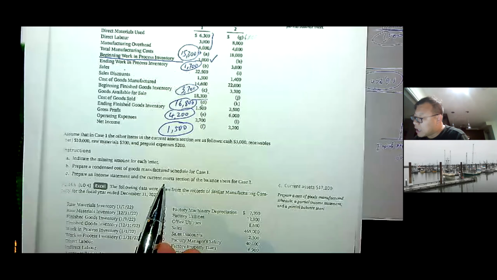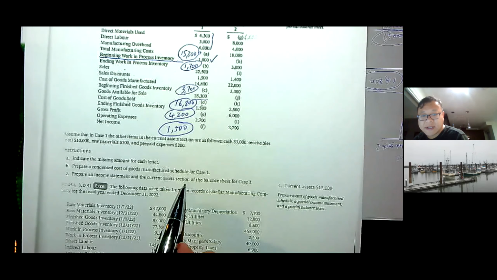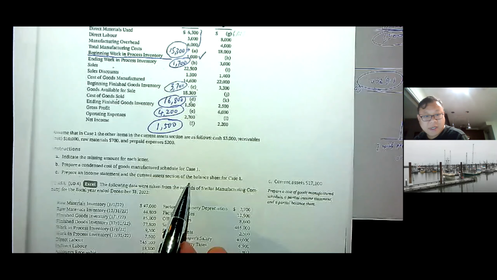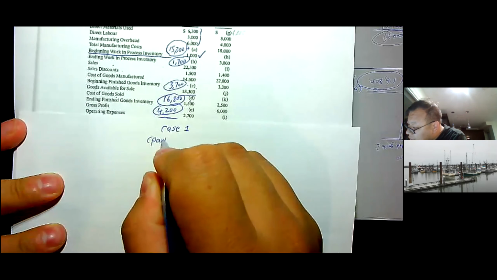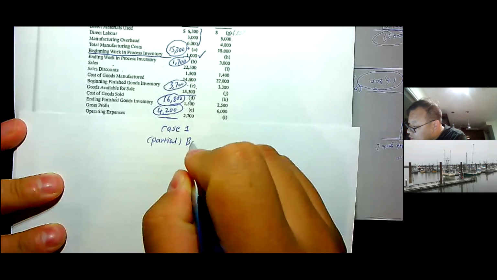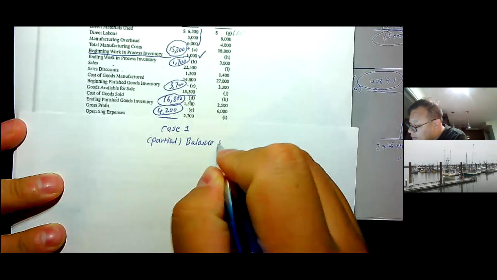We are also asked to finish the current asset section of the balance sheet. When we were going through the slides, I told you guys we have to be really careful with that format, right? With the order of the presentation. Case one, okay, this is a partial balance sheet. We are only going to do the current assets.